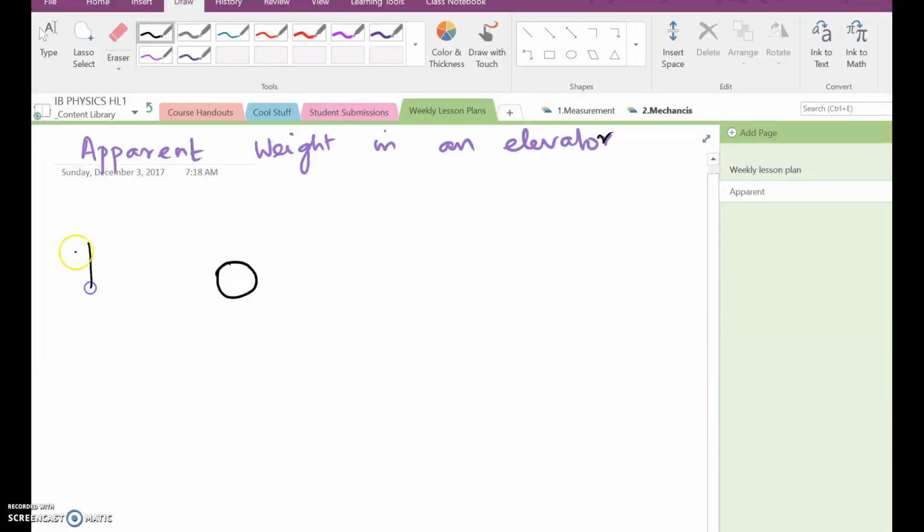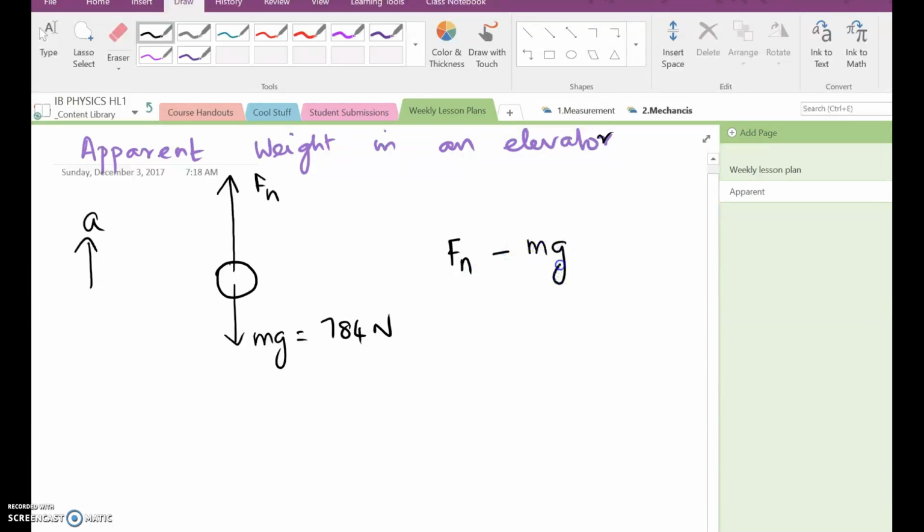When the person is accelerating upwards, the forces on him are still the same, the weight and the normal force. So the weight is still 784 newtons. However, the normal force has now to be larger than the weight, so that the difference in the two gives rise to the net force, which causes the acceleration. So the normal force minus mg is your net force, and this net force is what provides the acceleration. So the net force is equal to ma. So when he is accelerating upward, the normal force can be rewritten as ma plus mg.